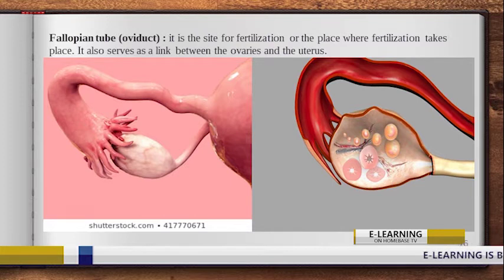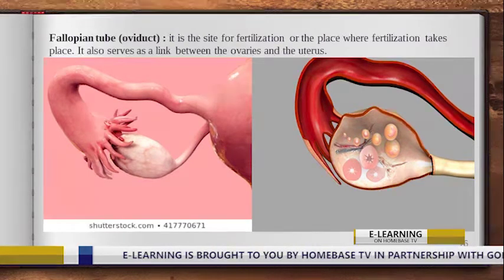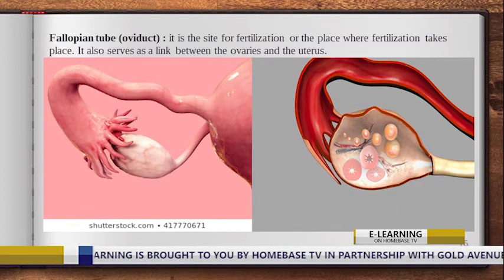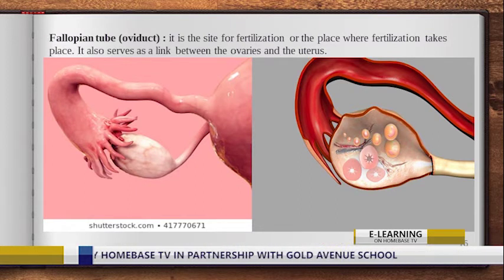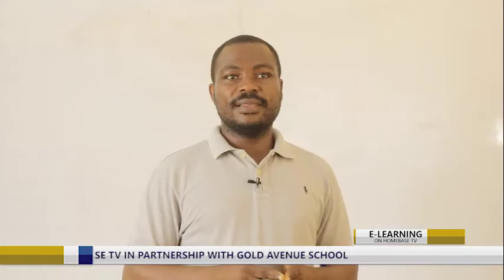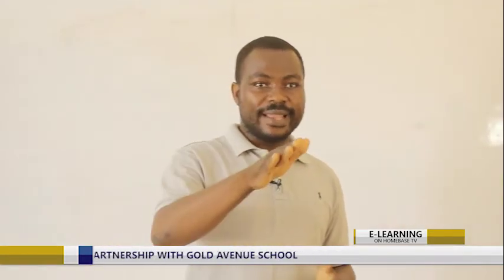So the picture on your screens right now is the fallopian tube. Now, this is how it looks like. The one on the left is the full tube. The one on the right is a vertical cross-section through the tube. And this is how the tube looks like. You can also look at how the ovaries look over here. Now let's move on to the next part.